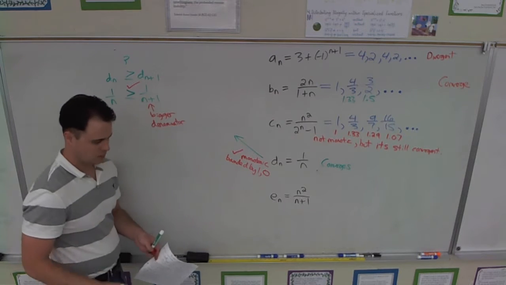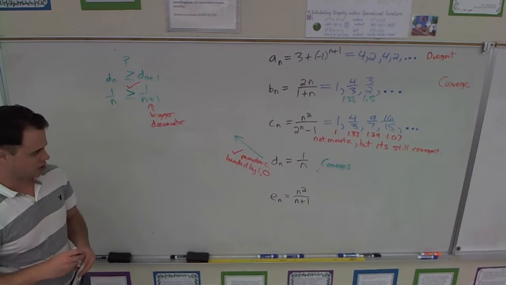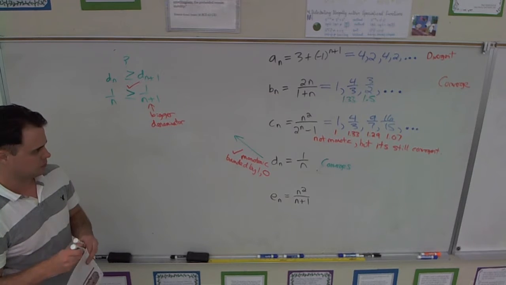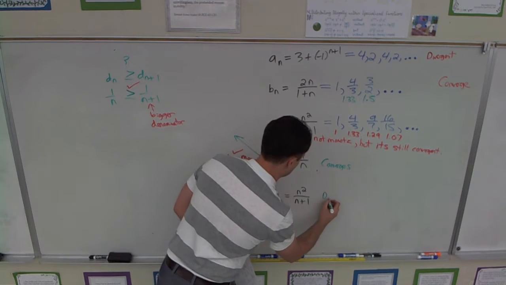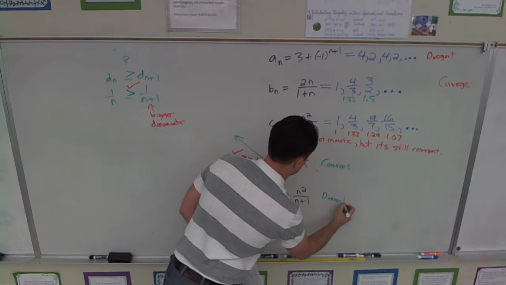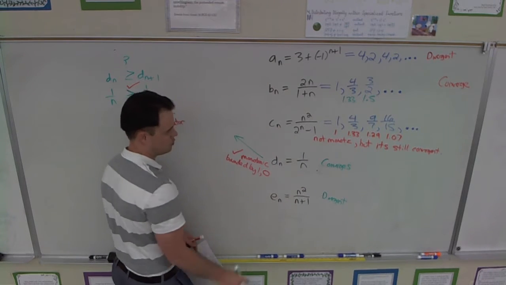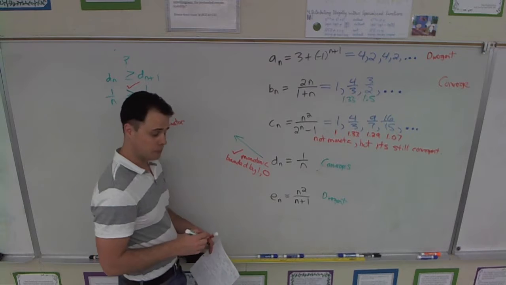Okay, last one. What do we think? Convergent, divergent? Divergent, because that grows faster than that if we did it with a limit.